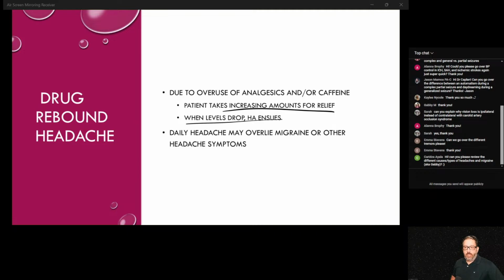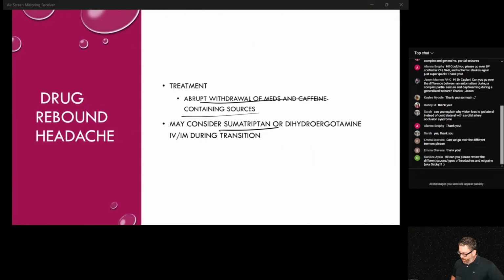Drug rebound headache, just think of people stopping caffeine when they started drinking it when you start school, you start drinking caffeine like crazy. Then you stop it and you get a rebound headache. That's just due to the stopping of the meds or the caffeine. And you can give ergot prep or sumatriptan depending on how bad the headache is.